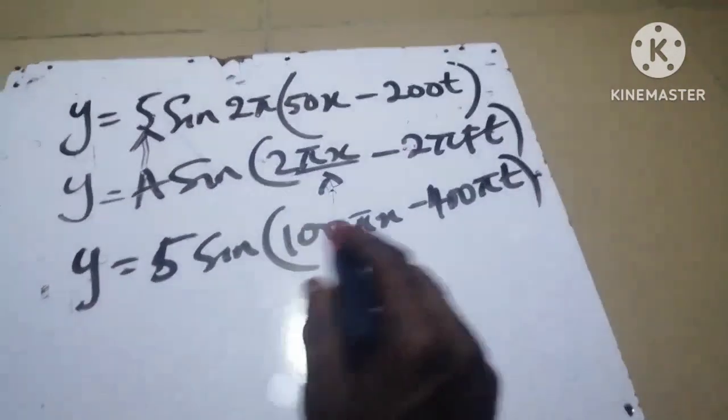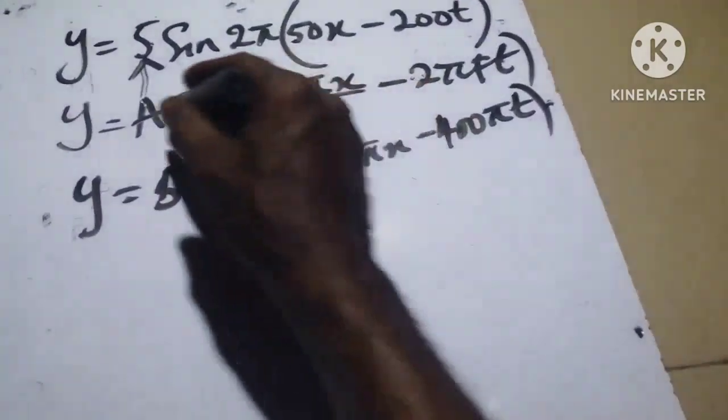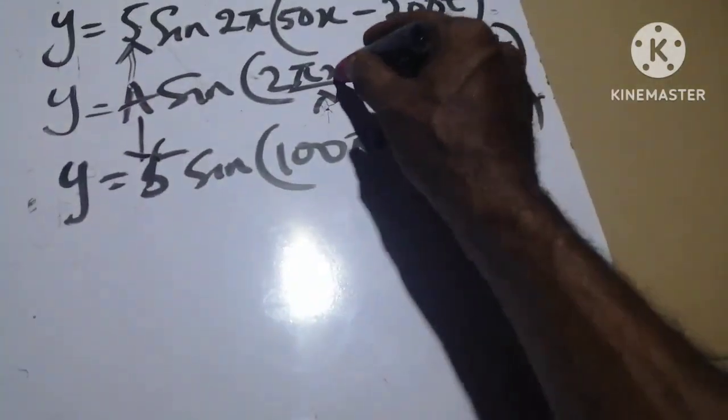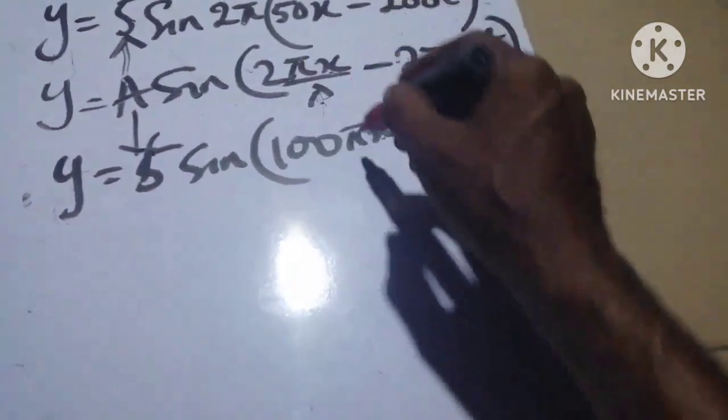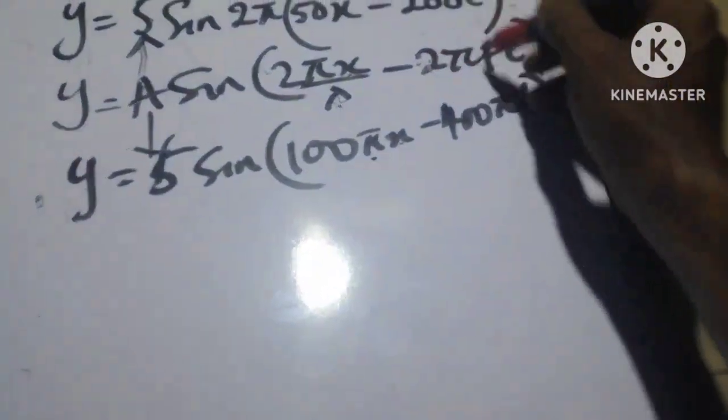Now at this point, you have to compare. That means since s comes first, the whole of this is equal to this, and the whole of this is equal to this.